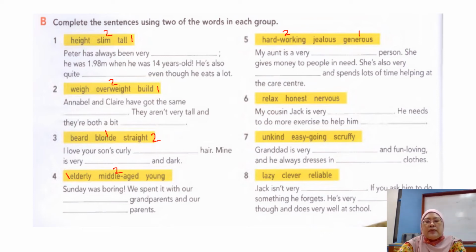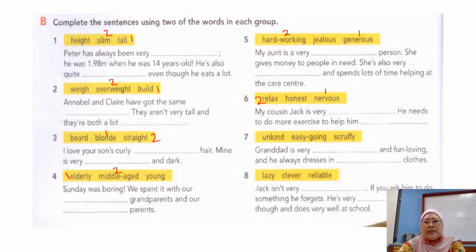Number 6, we have the words relax, honest, and nervous. My cousin Jack is very what? He needs to do more exercise to help him what? My cousin Jack is very nervous. He needs to do more exercise to help him relax.